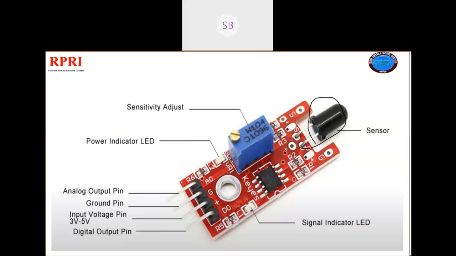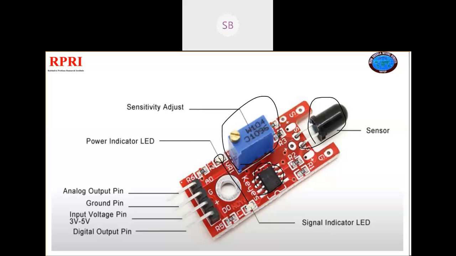The next part that comes is this potentiometer. It is used for sensitivity adjustments. This is a voltage comparator. These are two LEDs. One is the power indication LED. It glows when the flame sensor module gets power.